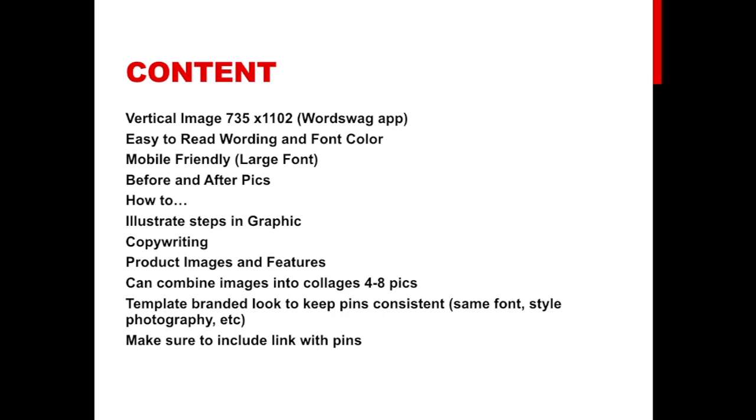So now let's talk about making content for Pinterest. The typical image that people like to see are vertical images. So that would be a dimension of 735 by 1102. So it's going to be taller than it is wide. And what I use to make my pins is an app called WordSwag. And they will have templates that allow you to crop or create content that's that exact dimension made for Pinterest.